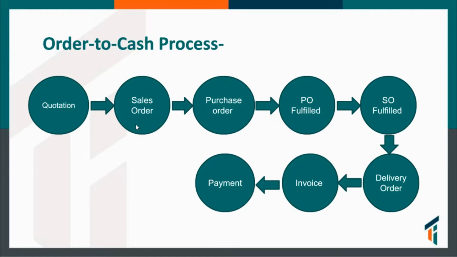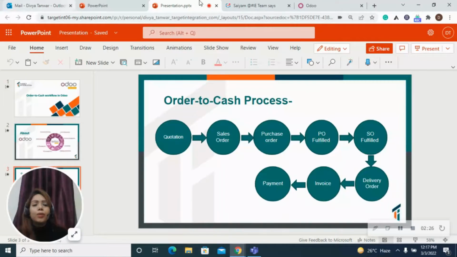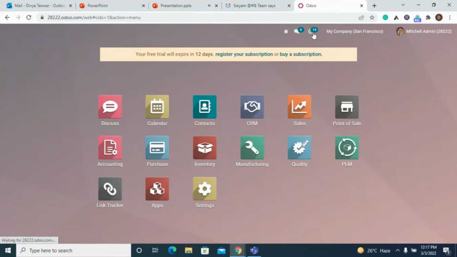Once the PO is fulfilled, the sales order will be automatically fulfilled, and then we can process the delivery order, and once the delivery order is processed, we can process the invoice, and then the payment is done. That's what I'm going to show you in Odoo. So I'll jump to my Odoo dashboard.